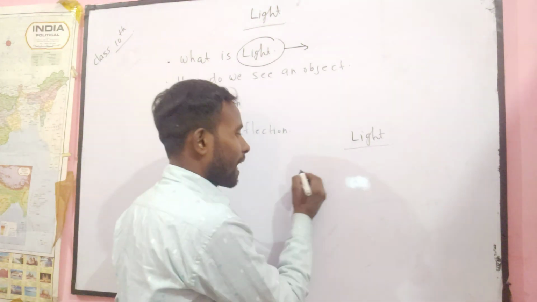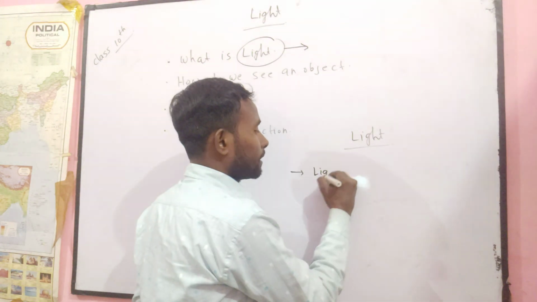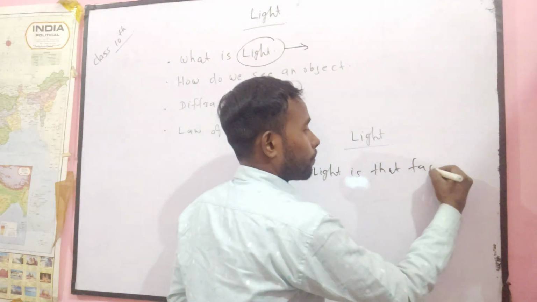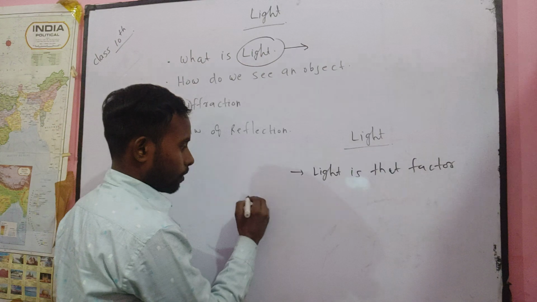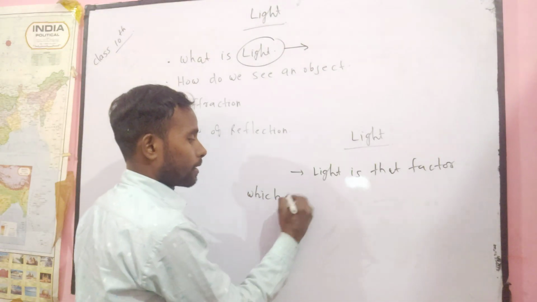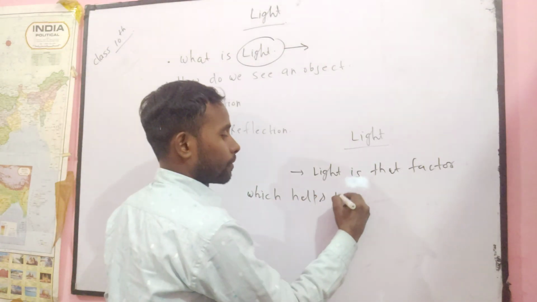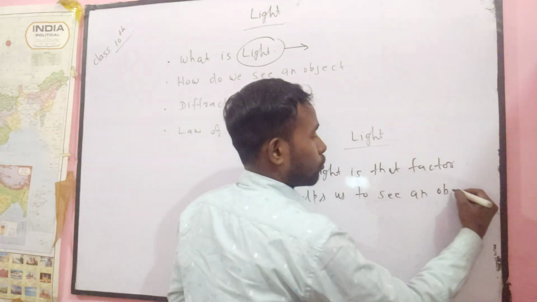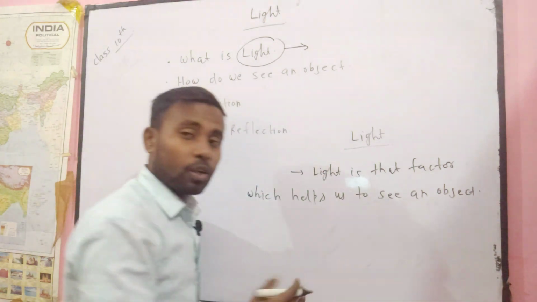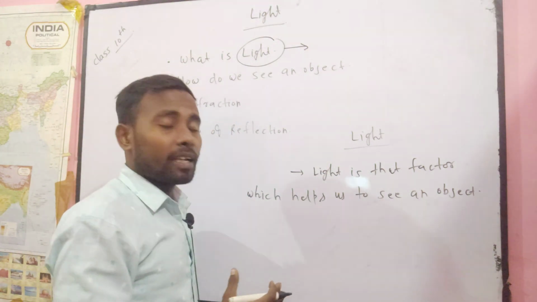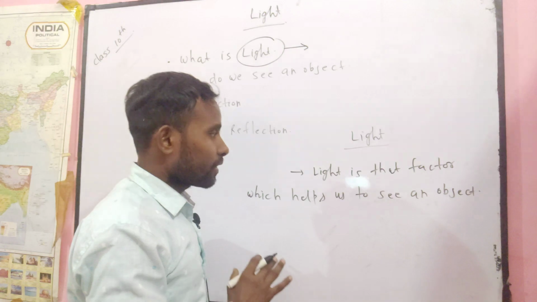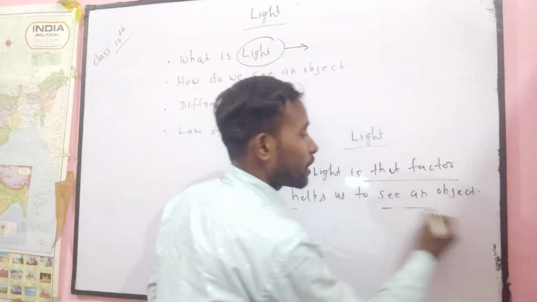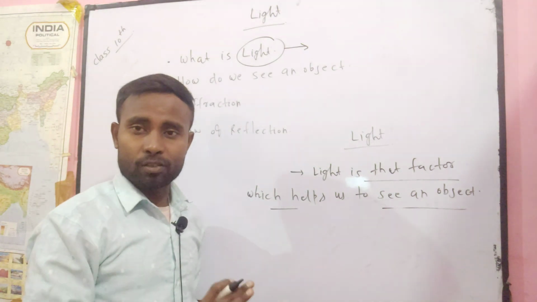So what do you mean by light? Light means that factor which helps us to see an object. So this is a simple definition on the basis of the use of light, how it is helpful for us. On the basis of it, you can simply define light as that factor which helps us to see an object. It is the simplest definition of light.